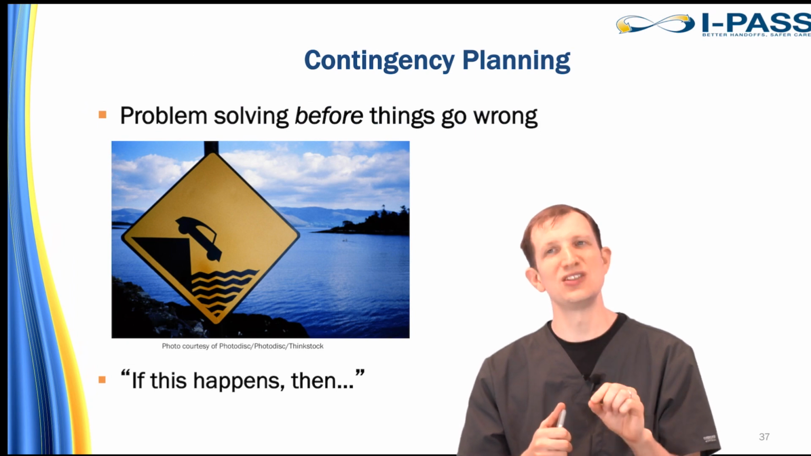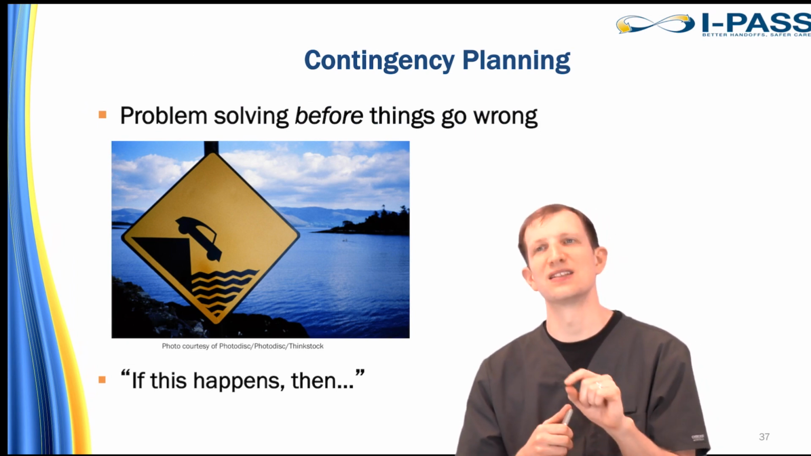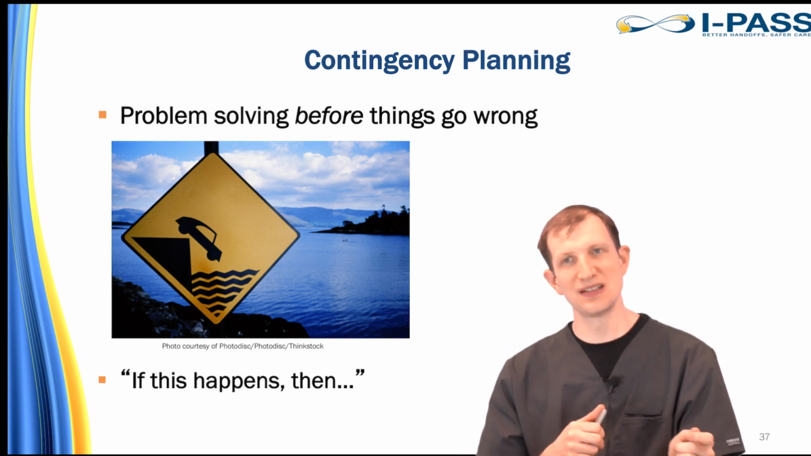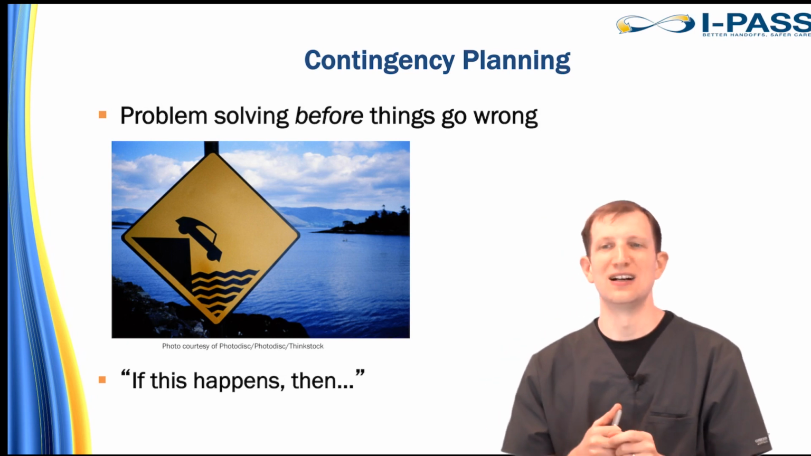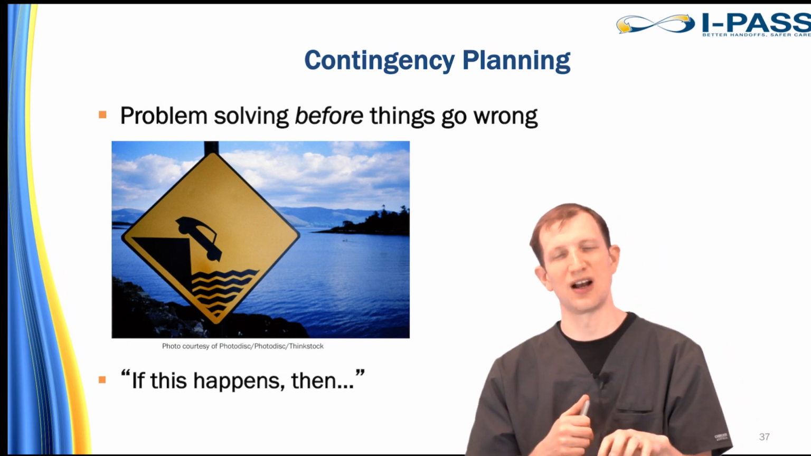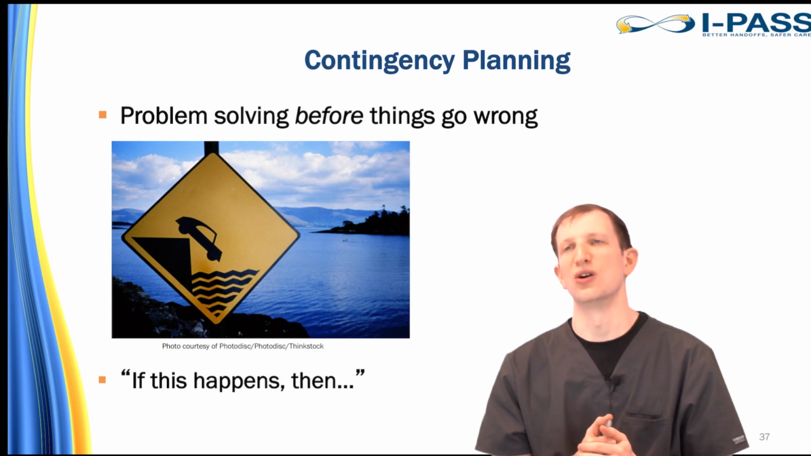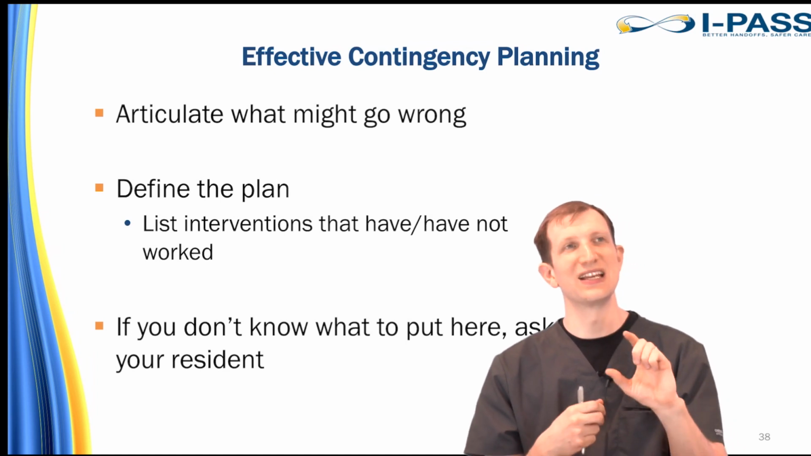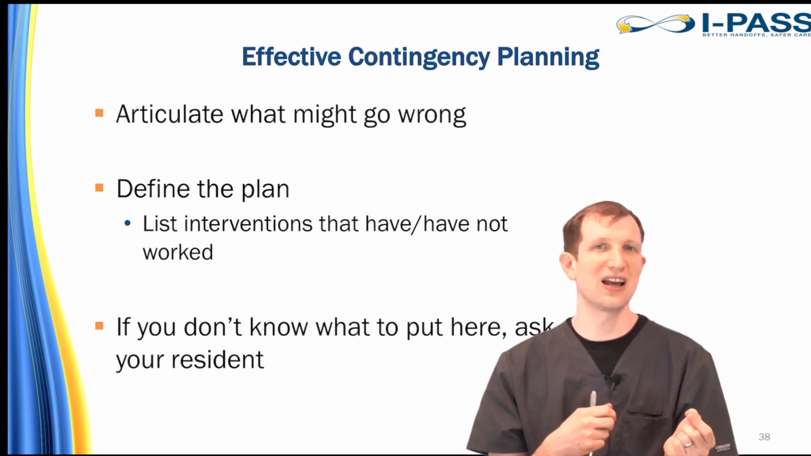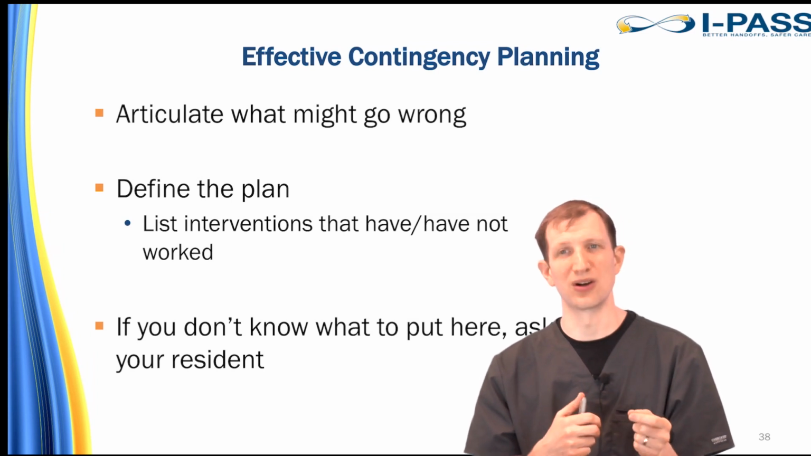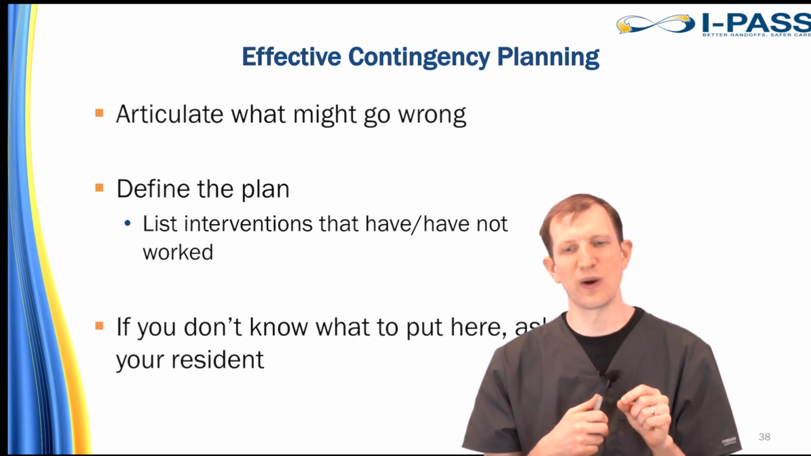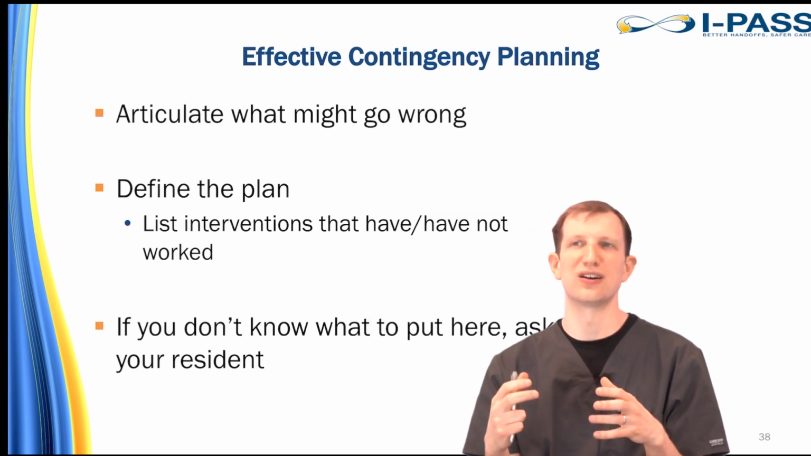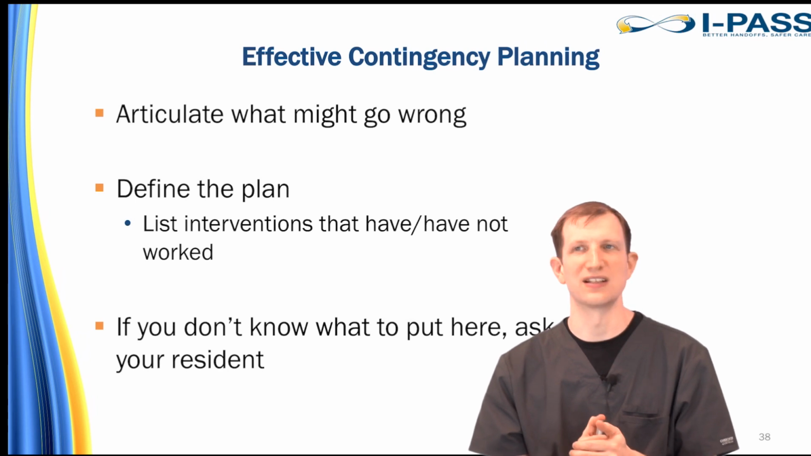All right, contingency planning. So contingency planning is problem solving before things go wrong. It is, if this happens, then I would do this next. And problem solving for your colleagues so they don't have to reinvent the wheel overnight. So think about what might go wrong. Enlist interventions that have been used on previous times and say, did it work or did it not work? And this is really one that can be quite hard at the beginning, and so I think it can be really effective if you ask your resident early on what to put in this contingency planning space.